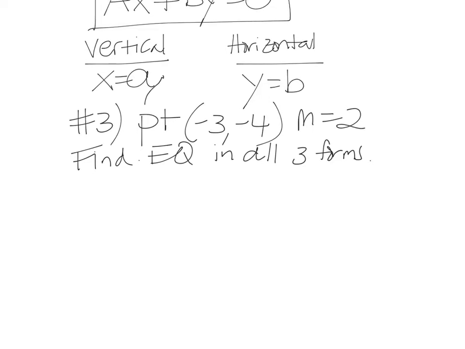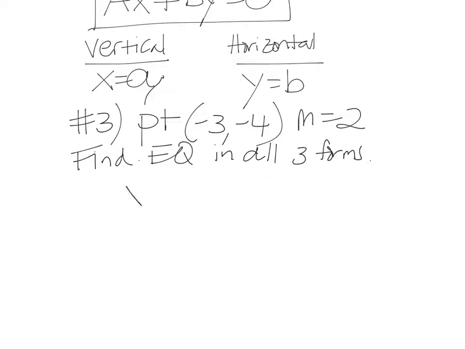All right, so find equations in all 3 forms. I would start with the form that works the best for my situation. I'm given a point and I'm given a slope. That sounds familiar. I think I'm going to use point-slope form. So that'll be the first one we do. Let's go ahead and get this into point-slope form.